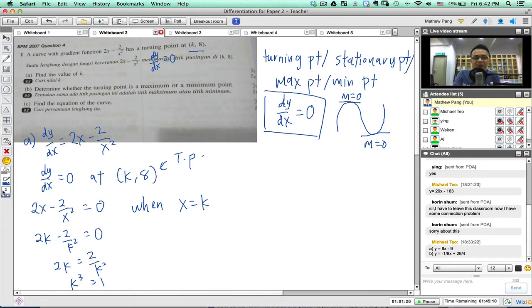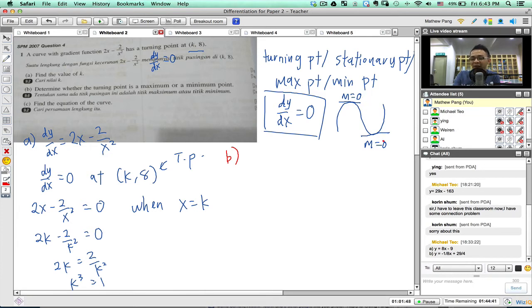B, let me use a different color for B, just to not confuse you. Alright, B over here. Determine whether the turning point is maximum or minimum. In order to determine whether it is maximum or minimum, because what I say is turning point, it can be maximum or minimum. But we do not know whether it's minimum or maximum until we differentiate second time.